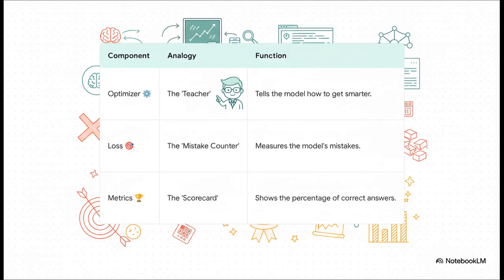When we compile the model, there are 3 key players we need to know about. First up is the optimizer. Think of this as the teacher who tells the model how to get better and smarter. Then you've got the loss function. That's like the mistake counter. It's constantly measuring just how wrong the model's guesses are. And finally, you have metrics. This is basically the scorecard, tracking things like accuracy, so we can see what percentage of answers it's getting right.